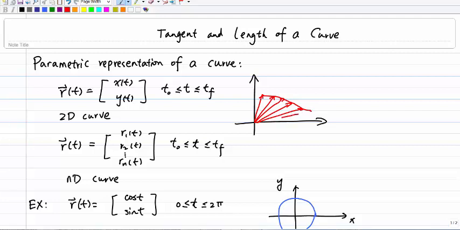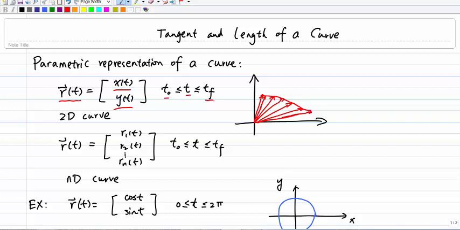A parametric representation of the curve means that if I pick any point on the curve, I draw a vector starting from the origin to that point. If I draw many vectors along the way, they create the curve. So any point on the curve I can represent by r sub t, which in 2D space is x of t and y of t, by letting t move from t0 to tf.